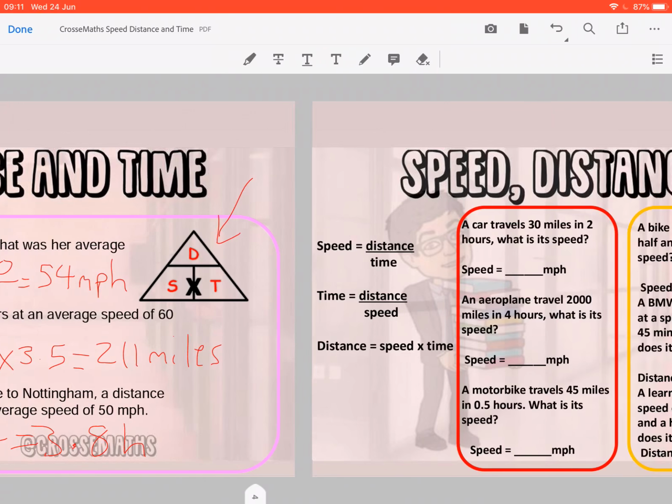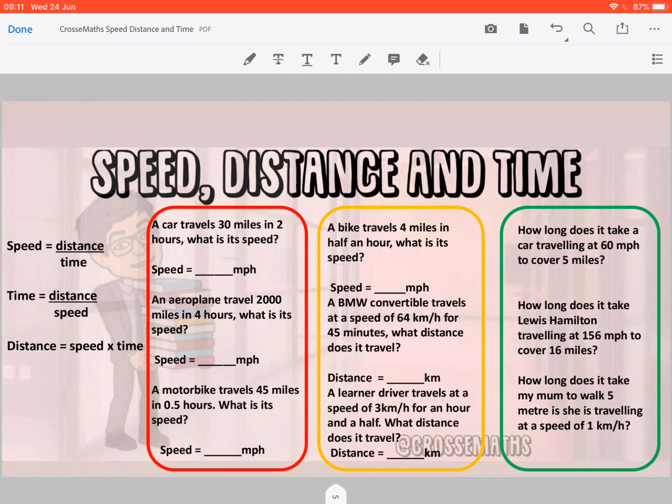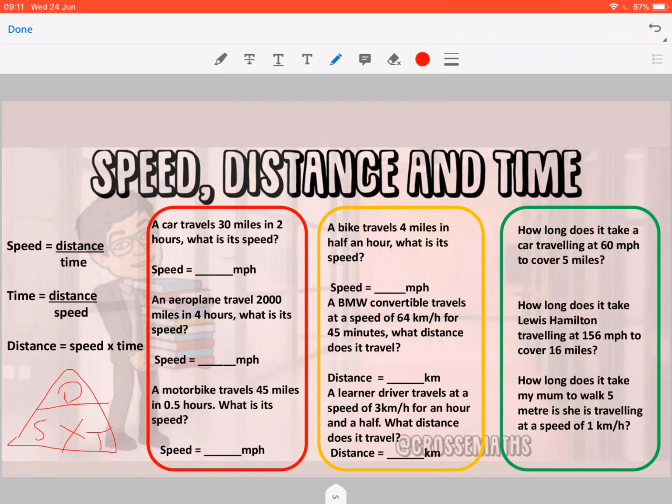Right then, guys, moving on. So, a couple of questions you'd have a go at. The formulas are on the left hand side, just in case you don't remember the triangle. If you want the triangle in there, it looks like S, D, T. Looks something like that. Have a go at those. Pause the video now and have a go.